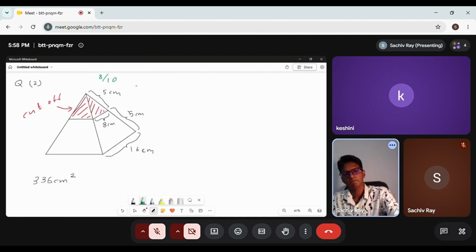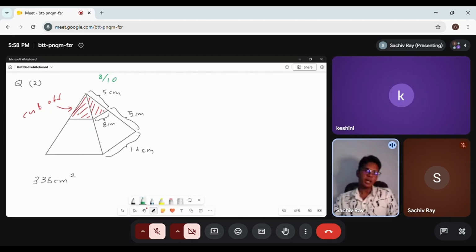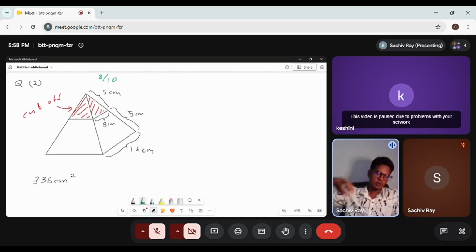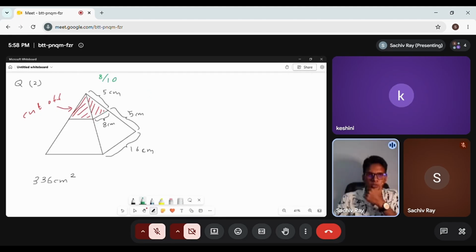Let's see. Now they're telling that this part has been cut off of this pyramid, right? The red part has been cut off, and the pyramid is hollow. So after this is cut off, will there be a face here? No, right? So there'll just be a hole. So that's not a surface. So don't think about that. We'll find the area of this total pyramid. So what is L of the total pyramid?